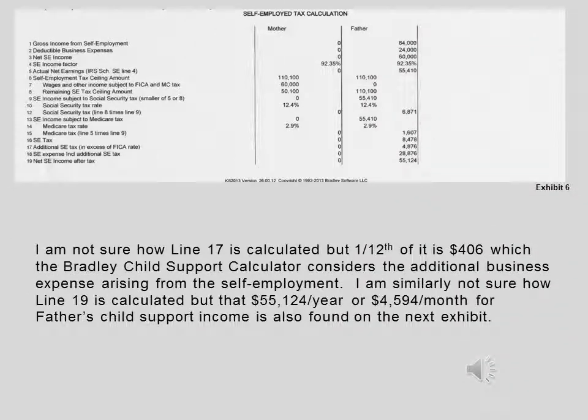I am not sure how line 17 is calculated, but 1/12 of it is $406, which the Bradley Child Support Calculator considers the additional business expense arising from the self-employment. I am similarly not sure how line 19 is calculated, but that $55,124 per year, or $4,594 per month for father's child support income, is also found on the next exhibit.